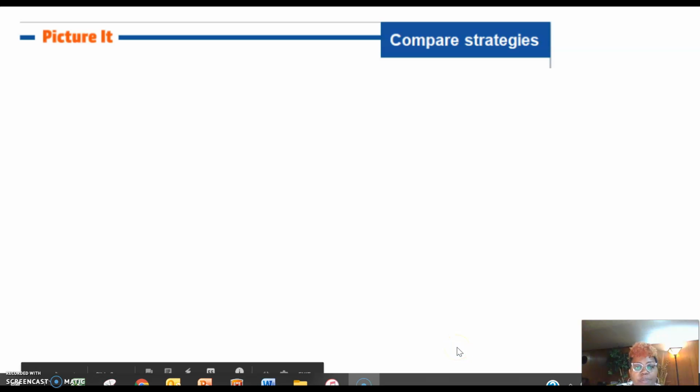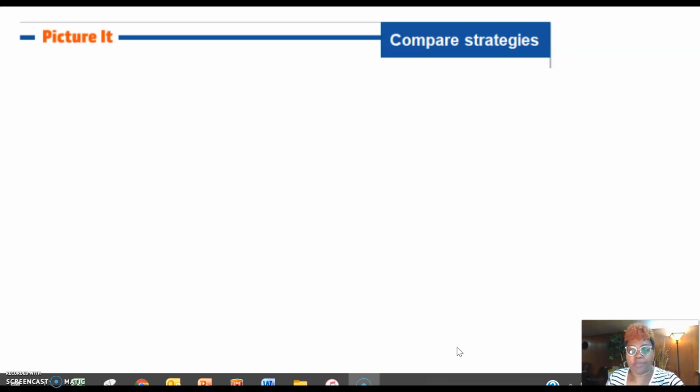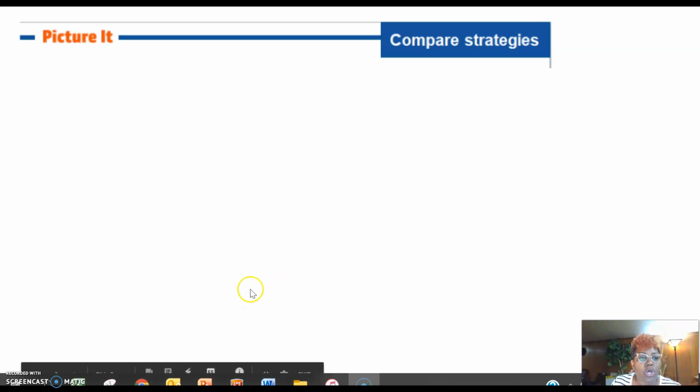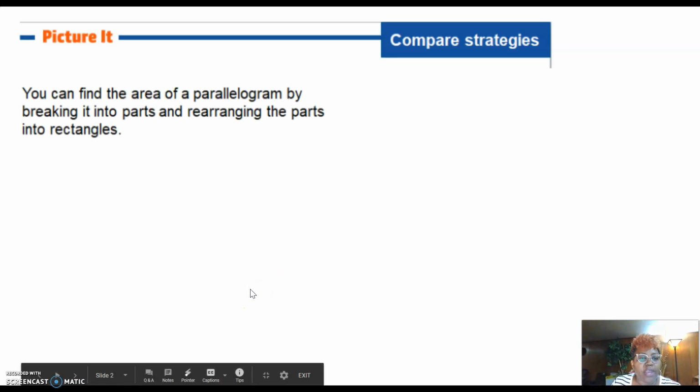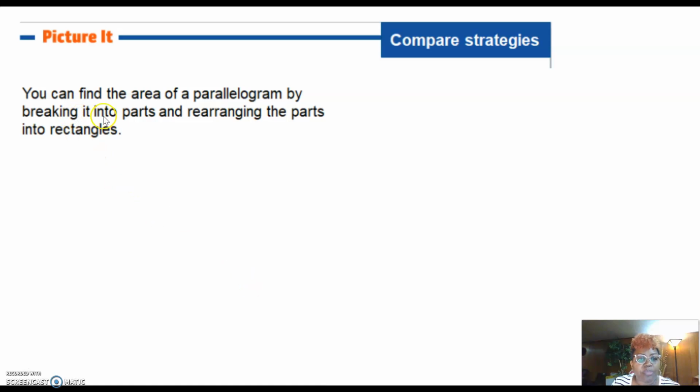So this video is to help us understand better how to find the area of a parallelogram. So we're going to do that by picturing it. You can find the area of a parallelogram by breaking it into parts and rearranging the parts into rectangles. Let's take a look at what that looks like.